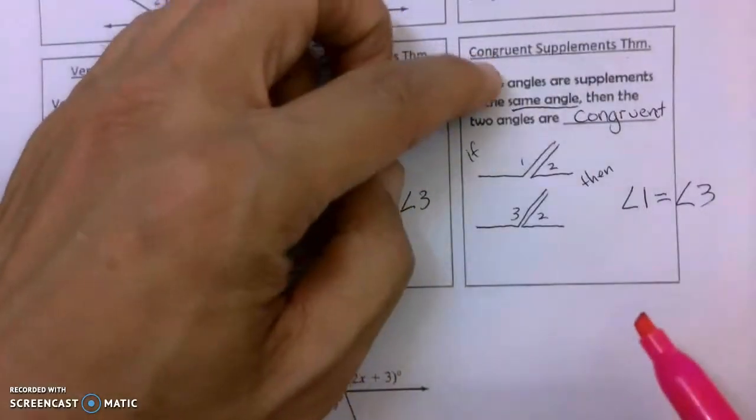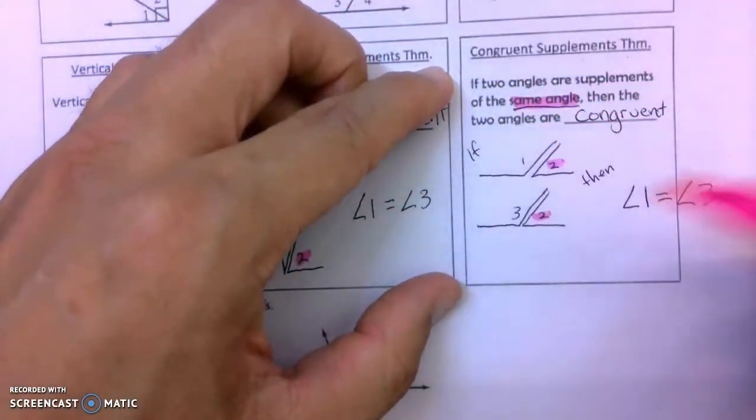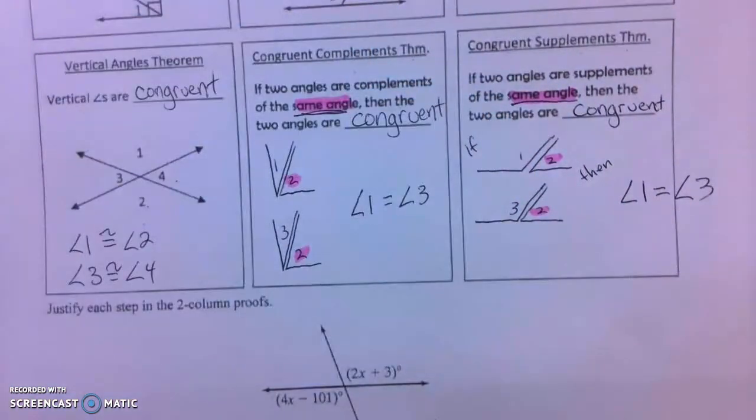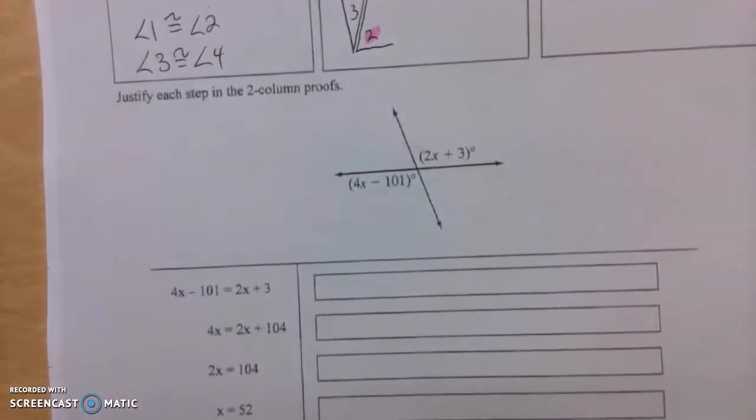If two angles are supplementary to the same angle, which happens to be angle 2, then these two angles must be equal to each other. I don't know the degree amount, but they would be equal to each other. Congruent supplement, congruent complement. Okay, we are going to try this next.